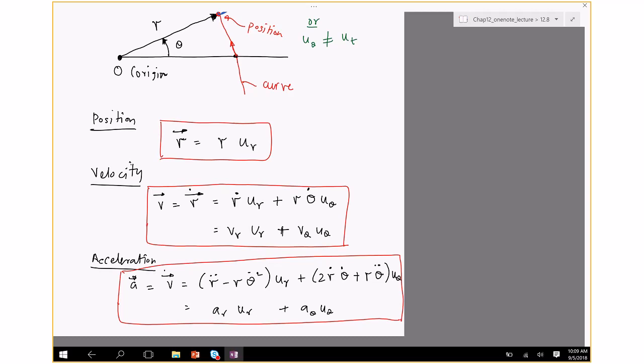Okay, so given this, let's see how to apply this and solve problems. Say that with the position, that it's the magnitude times the unit vector. Magnitude times unit vector, yes.